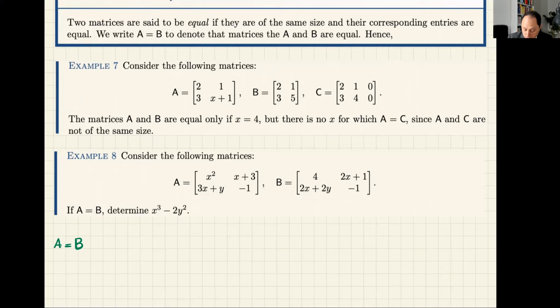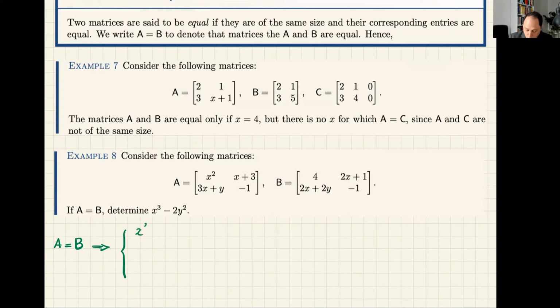I should be certain that the orders match, which is of course the case, because this is a 2 by 2 matrix, 2 rows, 2 columns, and here is also 2 rows and 2 columns. So from the order point of view, they are the same. They have the same order. But then this implies that the entries should correspondingly match.